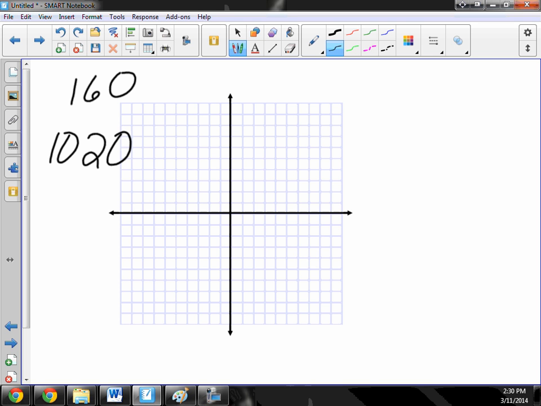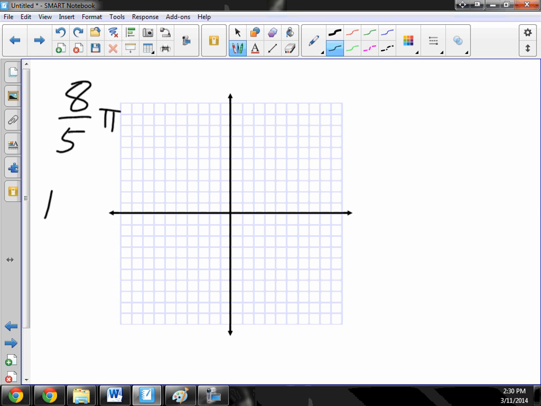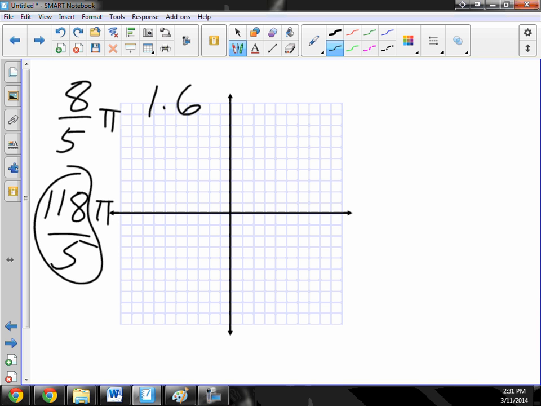What if they were fractions? What if I had 8/5 pi and 118 pi/5? We add 2, but we'd have to keep turning it into a fraction, right? So you could find the decimals. This is going to be 1 point, let's see, 3/5 would be 0.6. What is this one as a decimal? 23.6. Do they land in the same place?